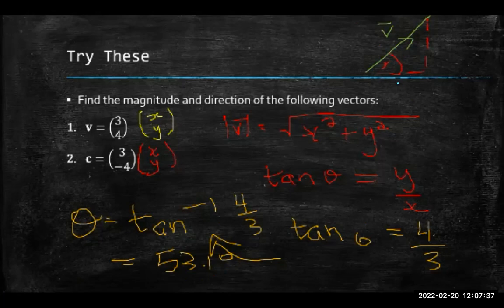The angle from my x. X is 3, y is 4. And this angle right here, let me just name it theta. This angle right here between the green arrow, which is my vector, and the x-axis, this horizontal line, the angle between them, that would be my 53.1 degrees.